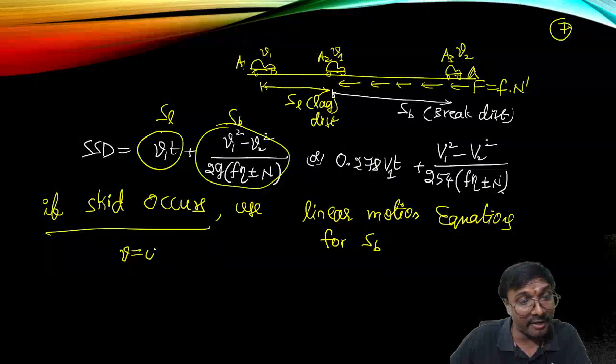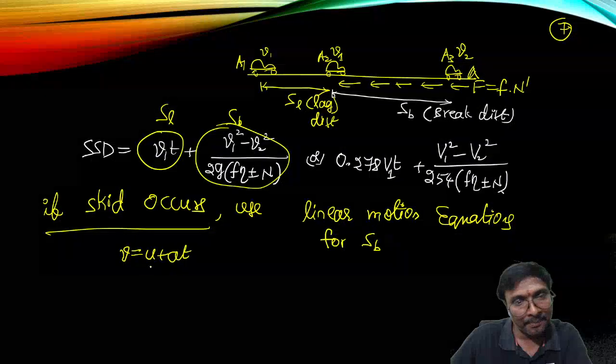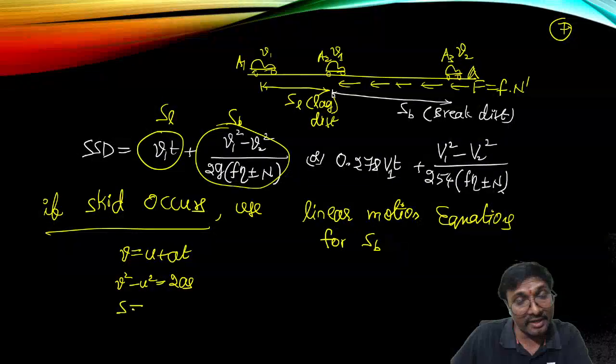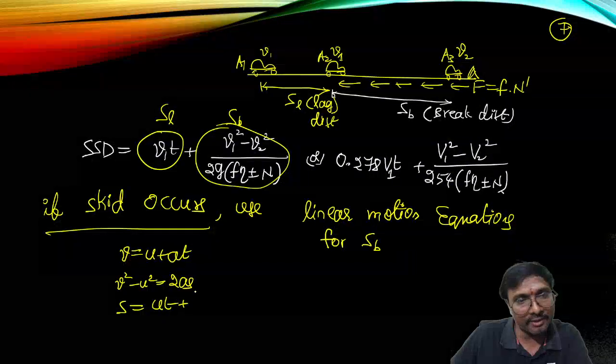If we observe, V equal to U plus AT. Then V square minus U square equal to 2AS. And what is another one? S equal to UT plus half AT square. Like that we'll be having.